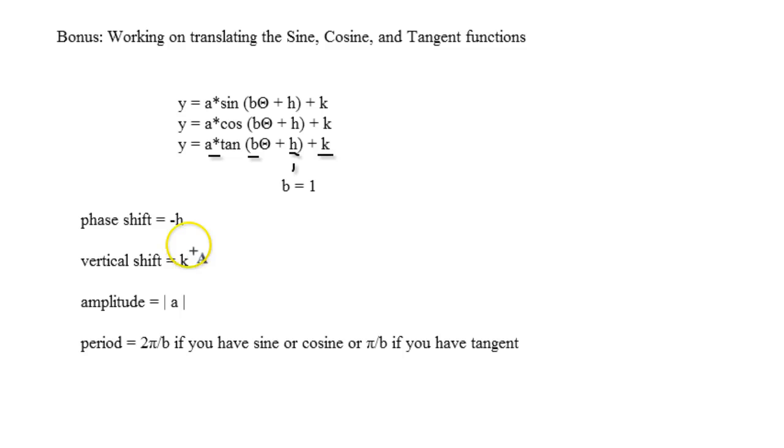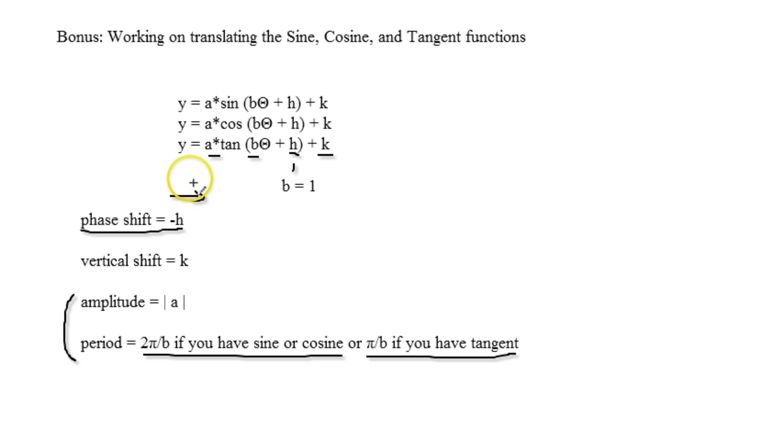When working on this stuff, we have already worked on the amplitude and the period. Remember, there's a difference between sine and cosine and tangent periods. The vertical shift is going to be k, like usual, and the phase shift is going to be negative h. That means you're going to be moving opposite of what you think. If you want to go to the right, you have to make it negative. If you want to go to the left, you have to make it positive.